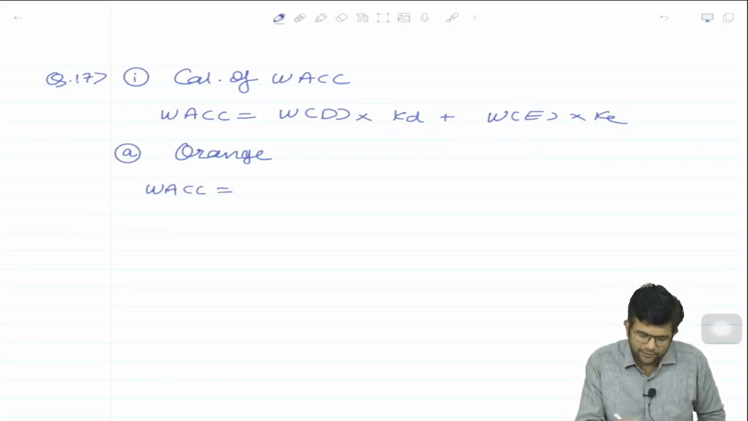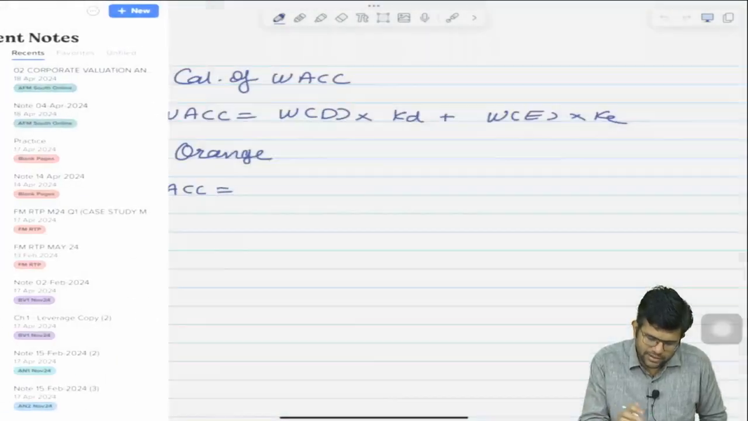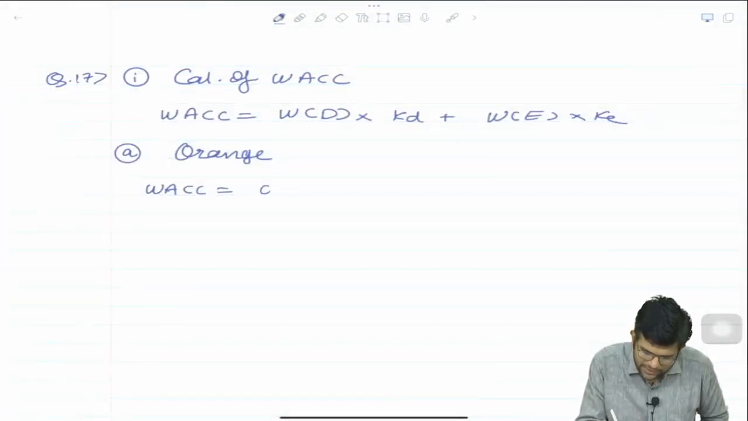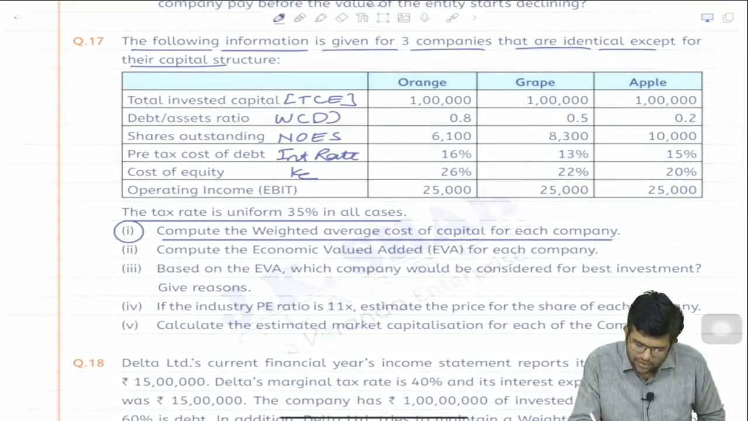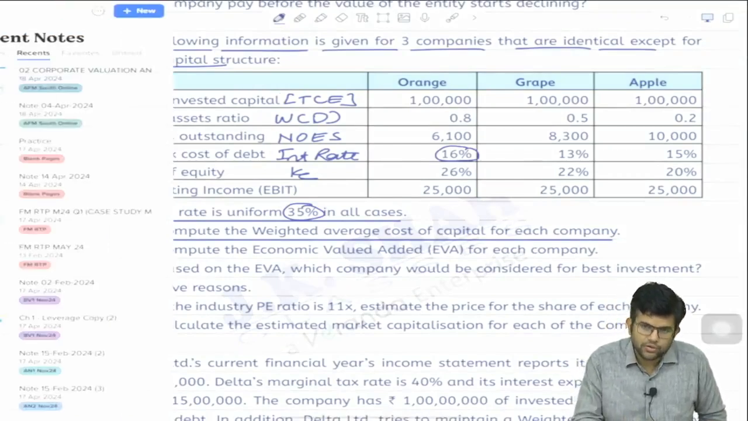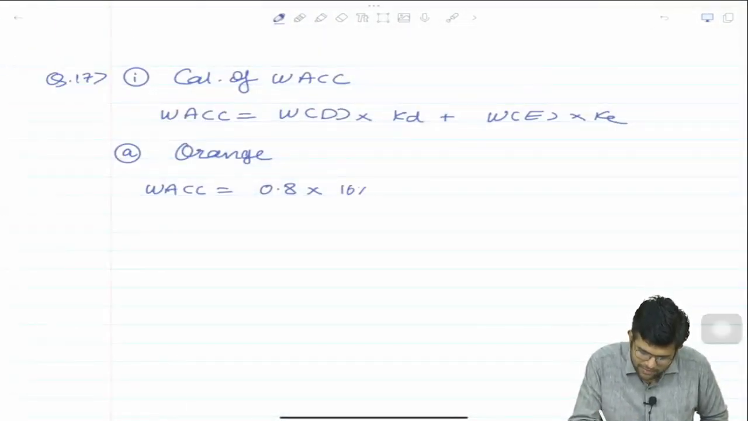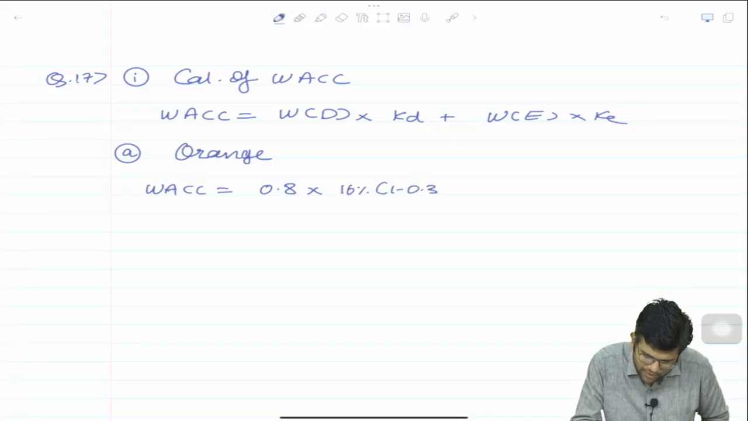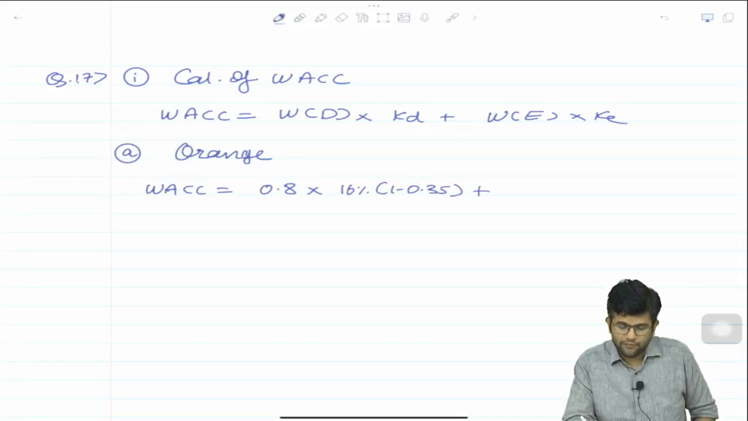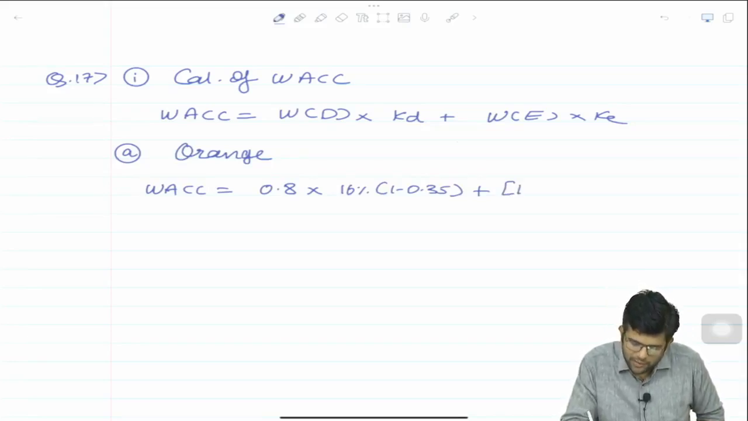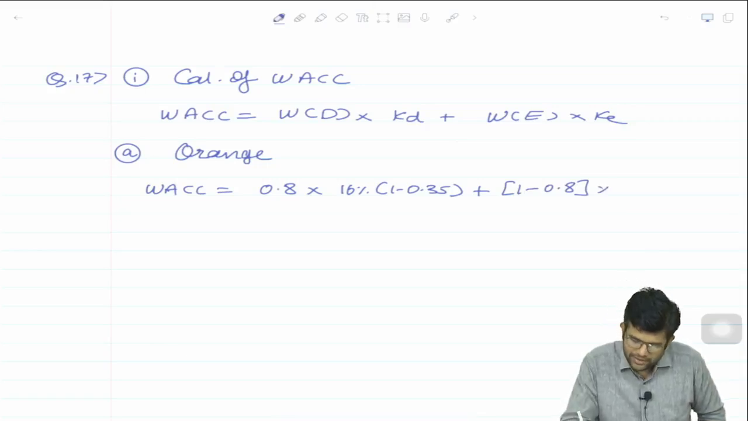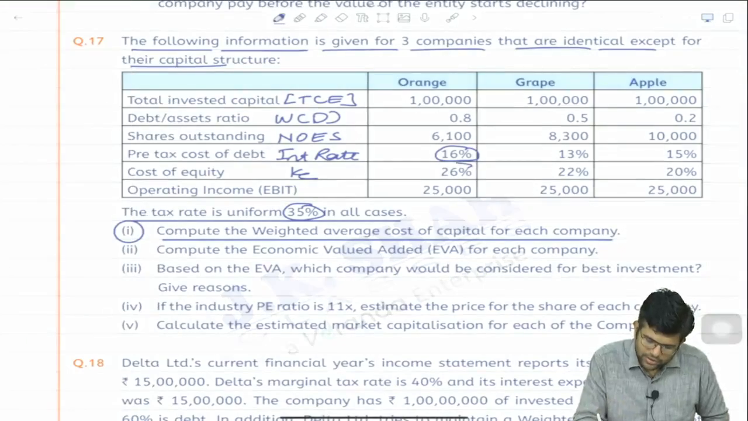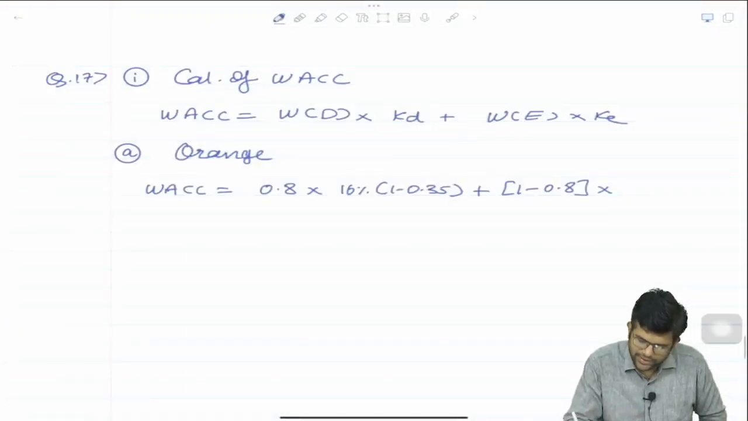Now weight of debt for Orange, they have given to you as 0.8. So see how I am presenting it. 0.8 into, now for KD, I will do 16% bracket 1 minus 0.35. You are understanding? So I will write here 16% bracket 1 minus 0.35 plus. Now for weight of equity, see how I am doing. I am doing 1 minus 0.8. Are you able to understand? 1 minus 0.8 into KE given to you is 26%. Okay, so this is 26.